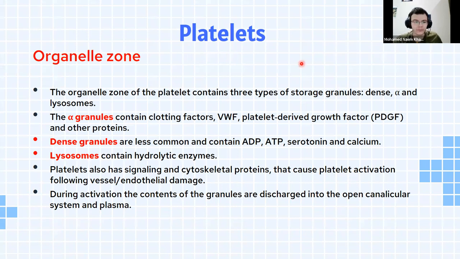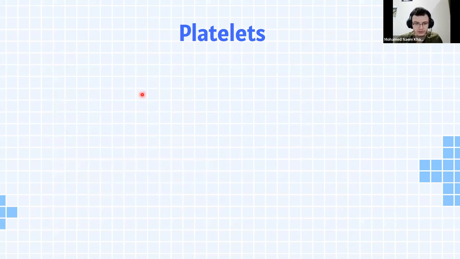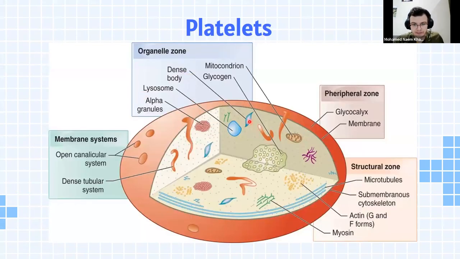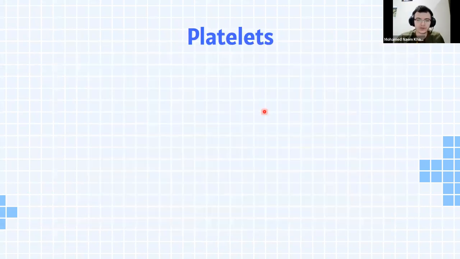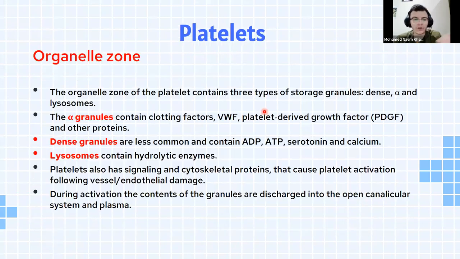Okay, so for the alpha granules, let's go back to the picture. Where's the picture? Yeah. See, these are the dense bodies. What do they contain? They contain all the aggregation factors that we talked about. So they contain the VWF.